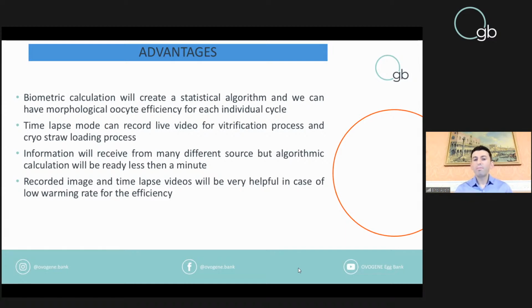Recorded images and time-lapse video will be very helpful in case of a low warming rate. Sometimes we receive an efficiency report and find low fertilization and survival rates. We check the efficiency of the donor, which we sent to other clinics or supplier clinics, and we find it very high. We are also checking normospermia criteria in the clinic. It's difficult to find out why it happened. So this kind of system will give us at least an answer on where we should focus.